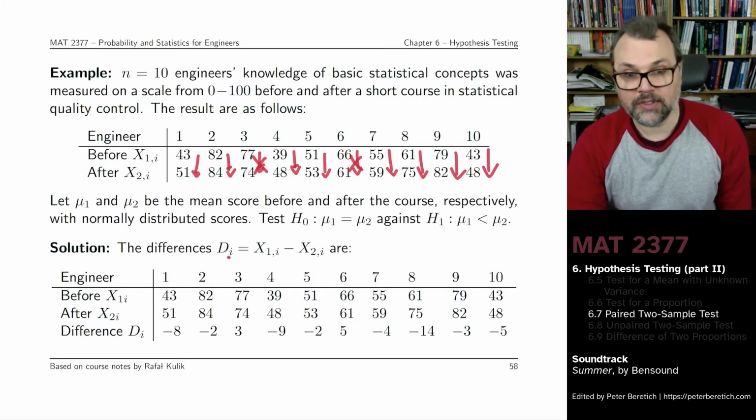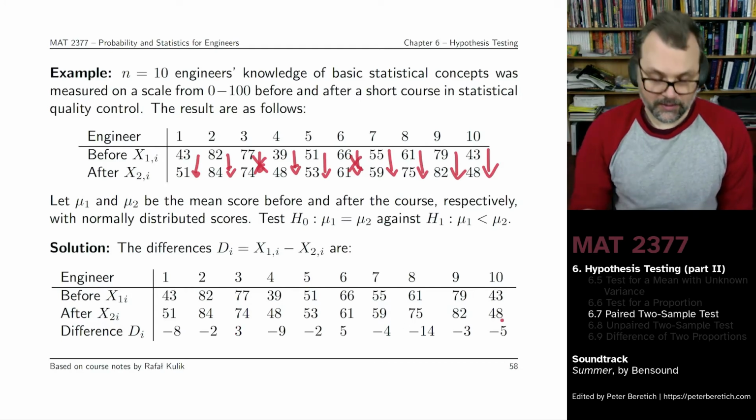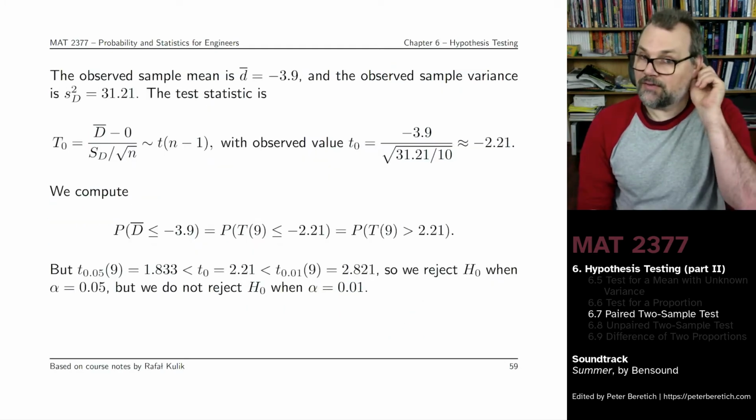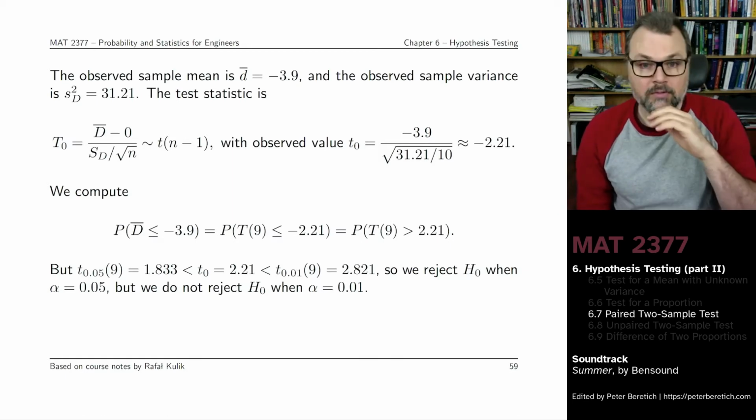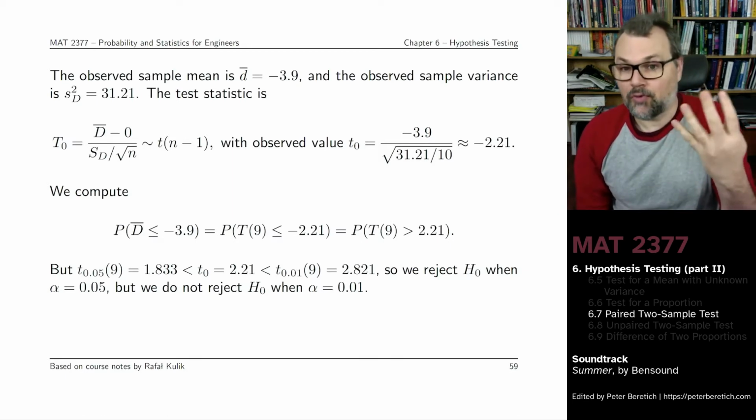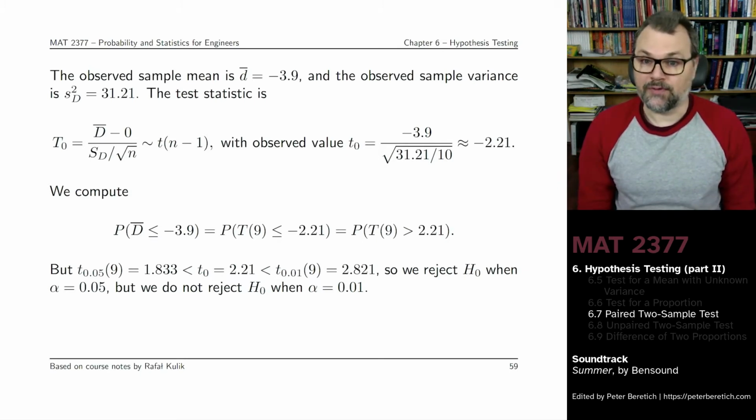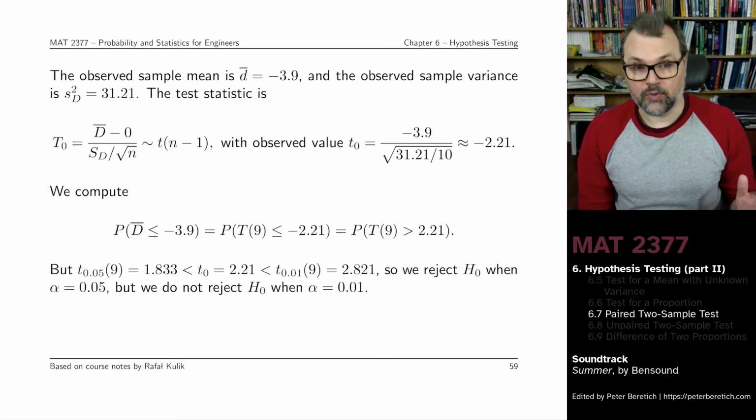So you compute the differences for each of them. We do the first one minus the second one. We should mostly see negative numbers, except for those who did not see an improvement after the course. So what we get here: the observed sample mean of the differences is minus 3.9. On average, people's grades jump by about 4 marks. And the observed sample variance, which you compute directly, would be 31.21.